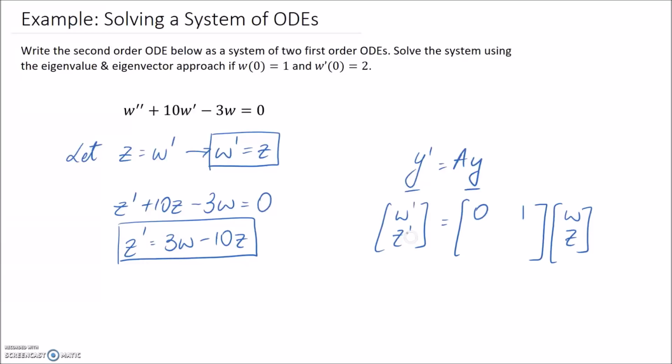If we then look at this second one here, z dash, we need to program this equation. So the number here gets multiplied by w, and we're going to want that to be a 3. And then the number here gets multiplied by z, and we're going to want that to be negative 10. So this here is the matrix version of these two simultaneous equations. That completes pretty much step 1 of our process.